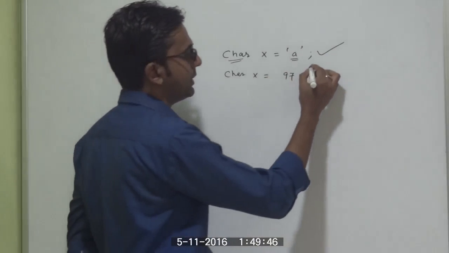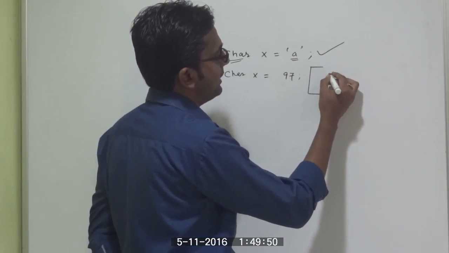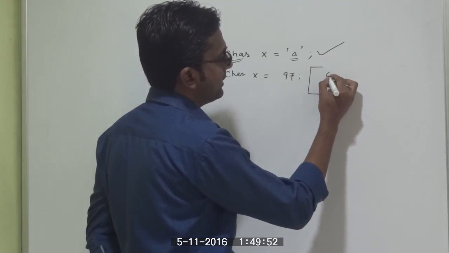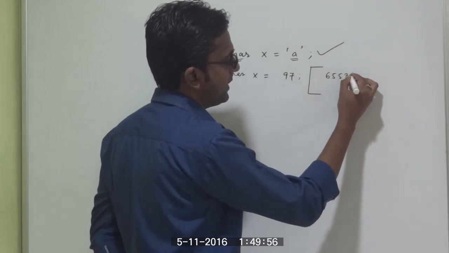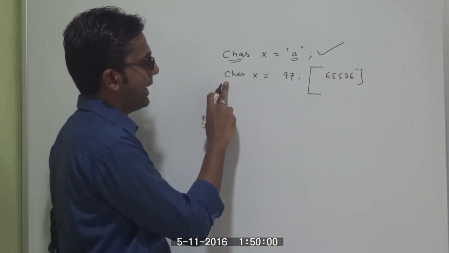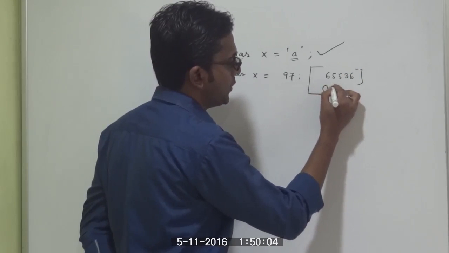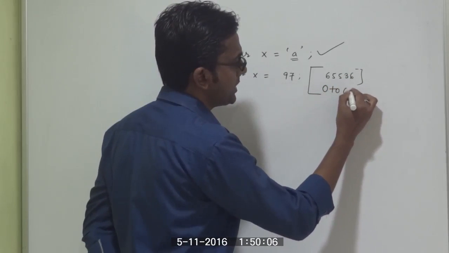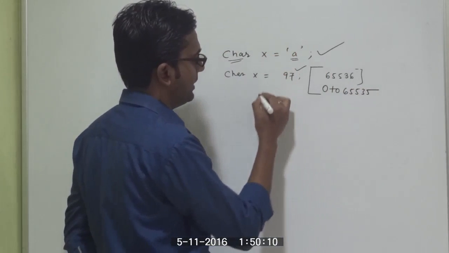Because if you remember, somewhere in my tutorial I have already discussed that in case of char, the number of characters it can represent is 65,536. This means inside a char variable I can store a number from 0 to 65,535. So this is perfectly valid.